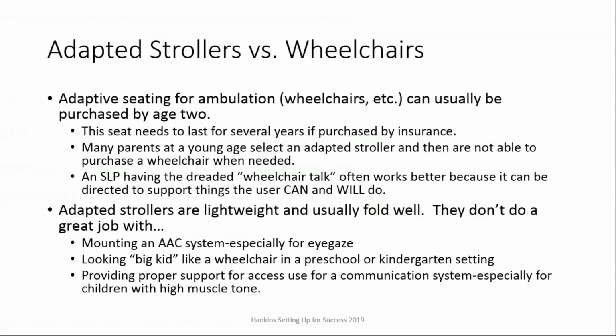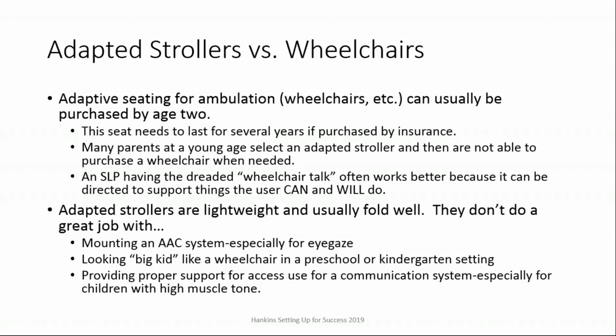So a lot of families talk about wanting an adapted stroller early on. Adapted seating for mobility, like a wheelchair, can usually, at least in the state of Alabama, be purchased by age 2. And I'm in Alabama. But the seat has to last for several years if you purchase it through your insurance. And so some parents, because they're not ready, and rightfully so, to get a true wheelchair, choose an adapted stroller.